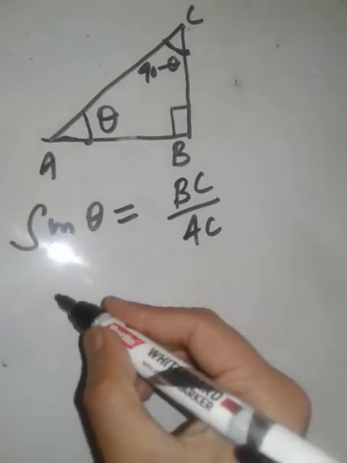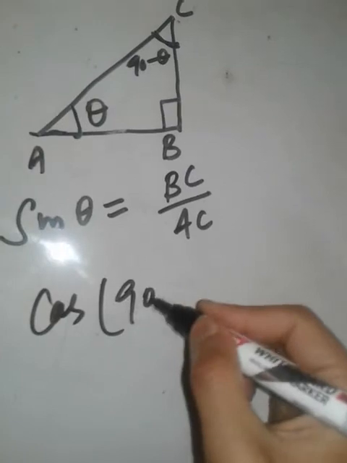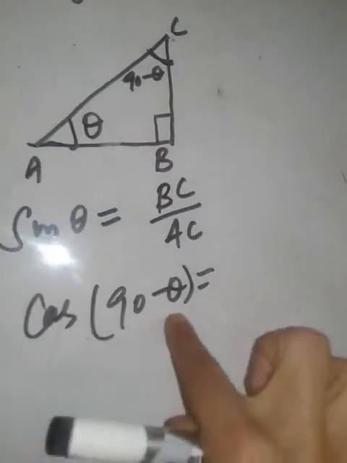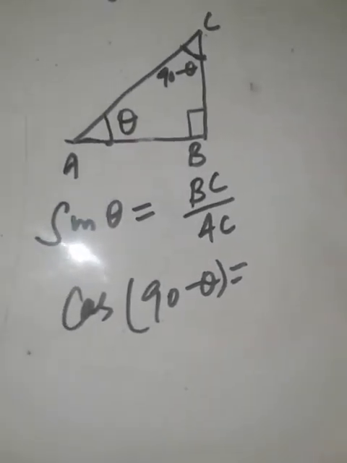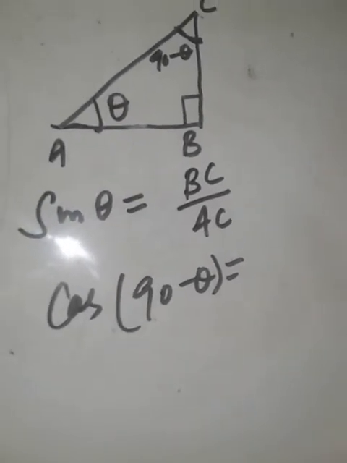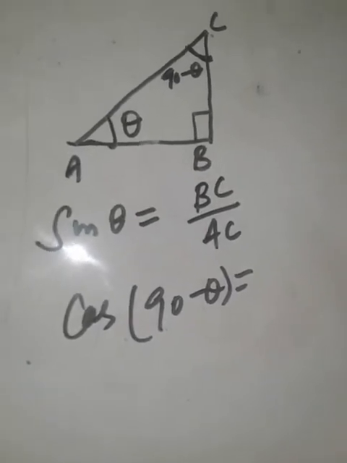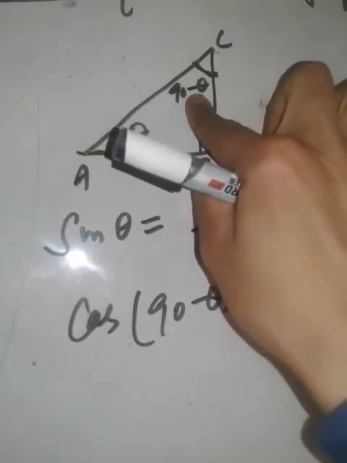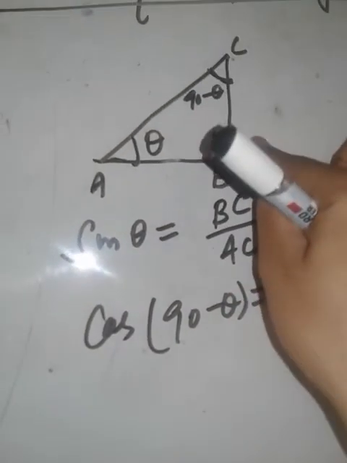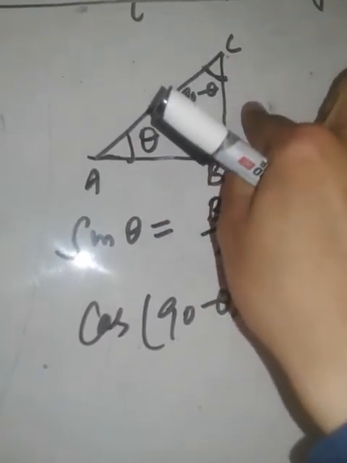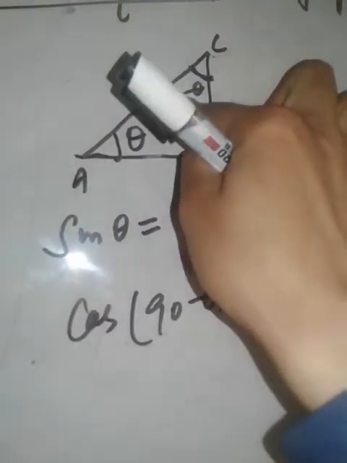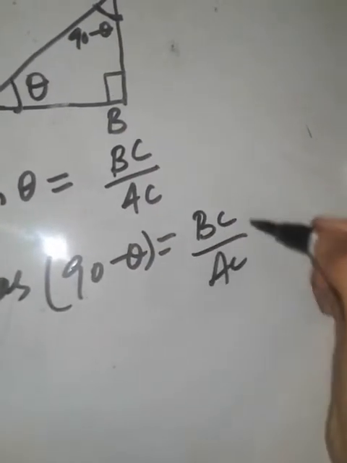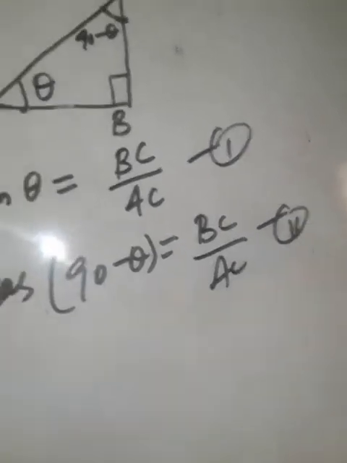Now what is cos 90 minus theta? This is an acute angle, the whole thing is one angle. Have a look. Cos is the ratio of base over hypotenuse. This is your angle. What is base? This is your base, the side adjacent to the angle which we are talking about. We are talking about 90 minus theta. So this is base, this is hypotenuse. This is BC by AC. Name this first, name this second.